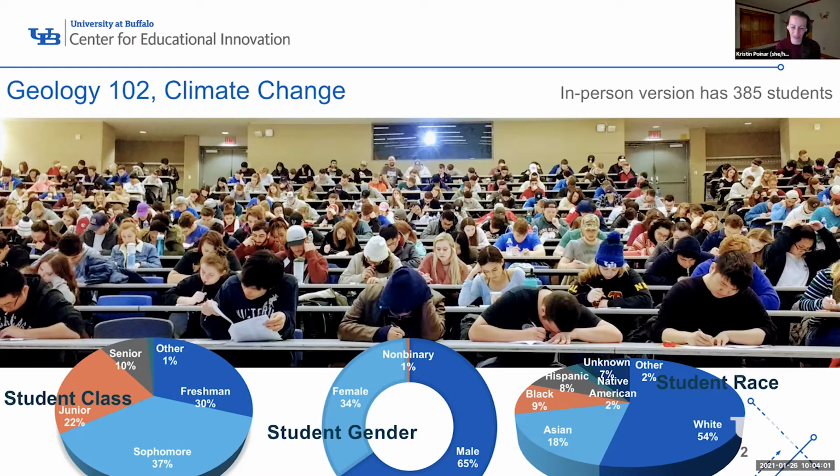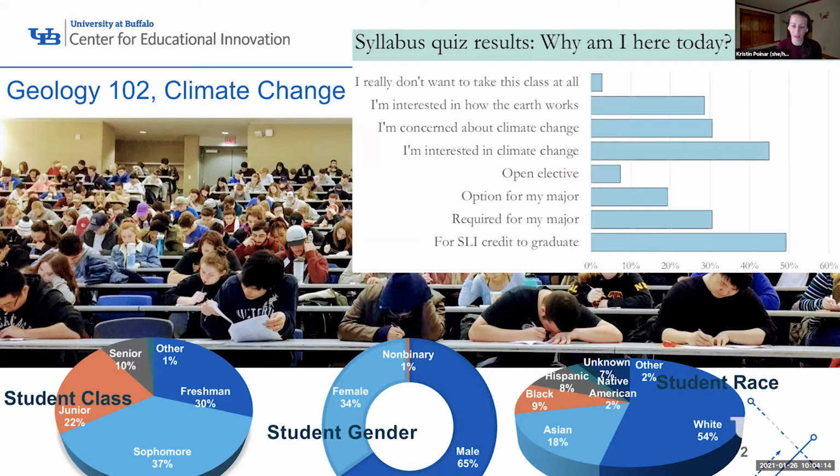And finally, the racial composition of this course is fairly diverse and I think rather representative of the UB population at large. Students generally enroll in this course to fulfill the scientific literacy and inquiry requirement. And they choose this course in particular to do that because many of them are interested in climate change and/or concerned about climate change. So really a mix of motivations in here.